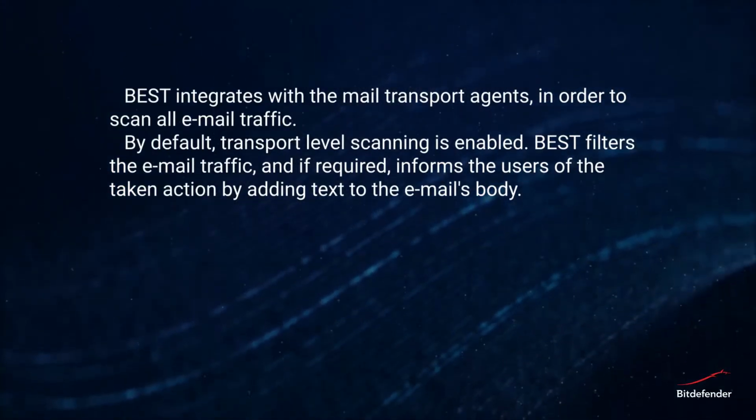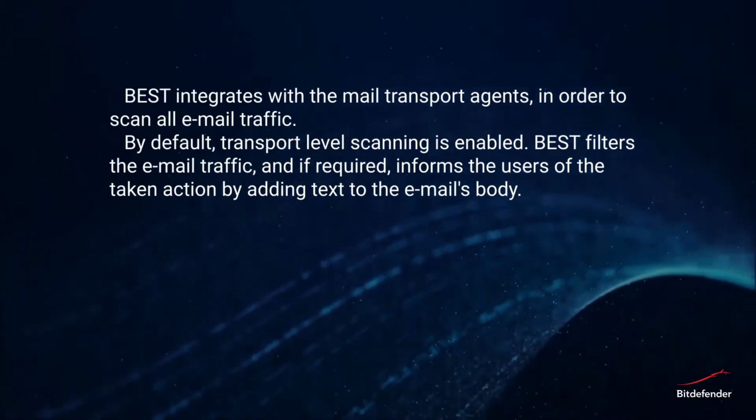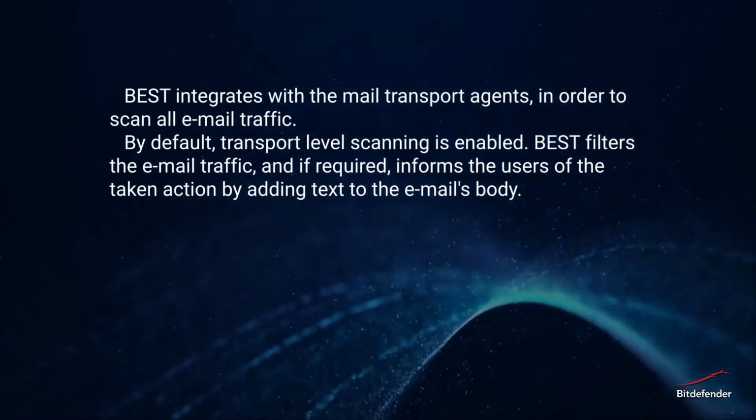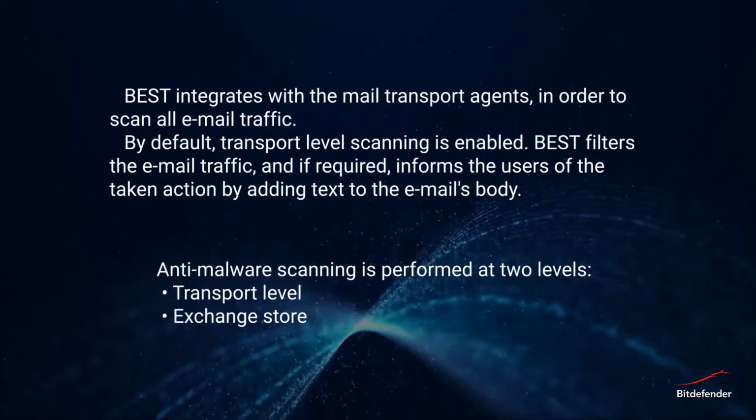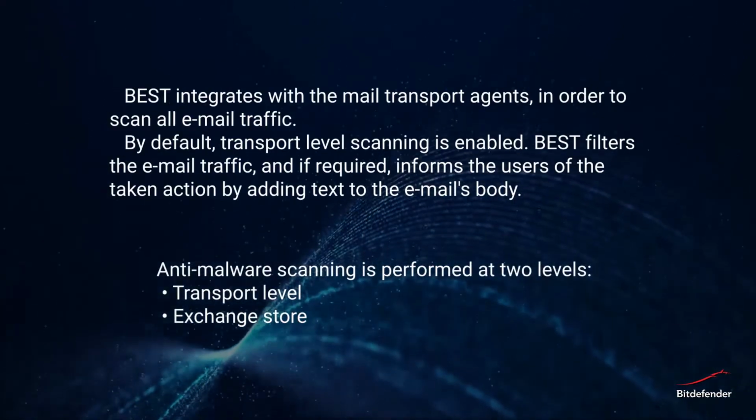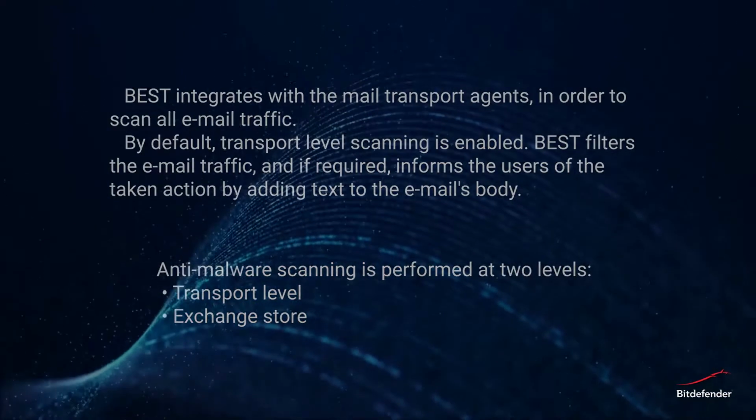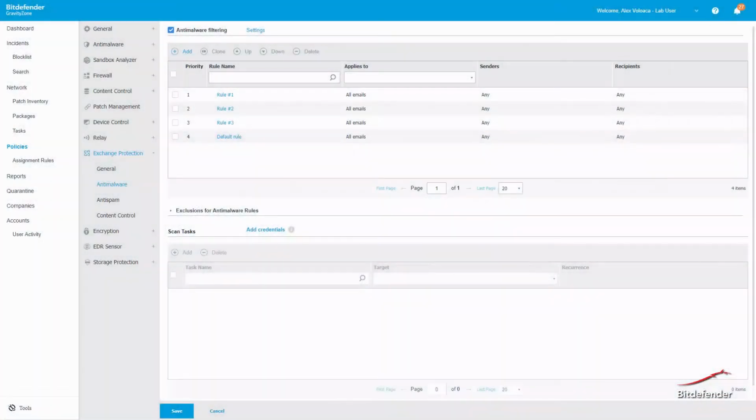BEST filters the email traffic, and if required, informs the users of the taken action by adding text to the email's body. Anti-malware scanning is performed at transport level, and in the Exchange store. The anti-malware filtering relies on rules. Each email that reaches the mail server is checked against the anti-malware filtering rules, by priority, until it matches one. Then it is processed accordingly.